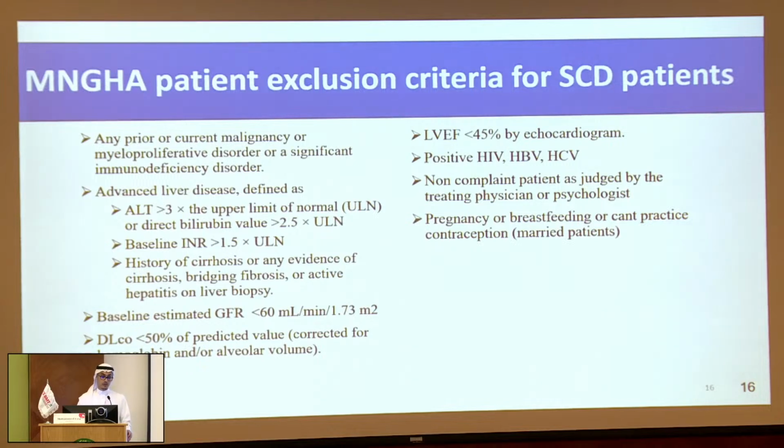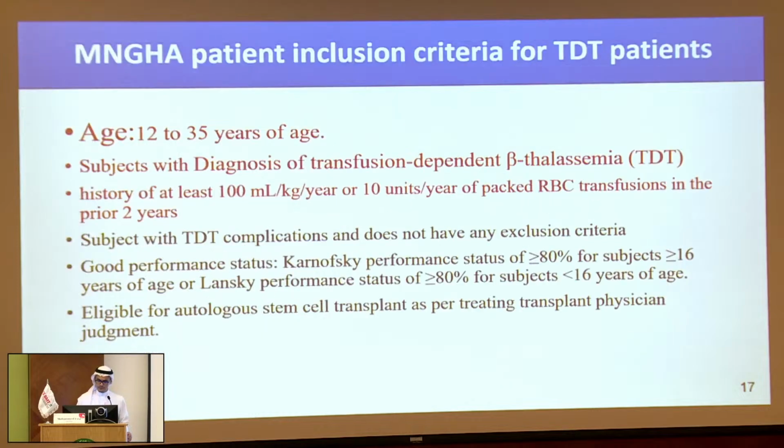The other exclusions are things that you also have to be careful about, similar to a transplant: severe advanced liver disease, someone who has cirrhosis, or a GFR less than 60, or a very severe lung dysfunction or restrictive disease such that you cannot go for busulfan. There is also heart disease. So there are things similar to transplant where we cannot proceed with gene therapy at the moment.